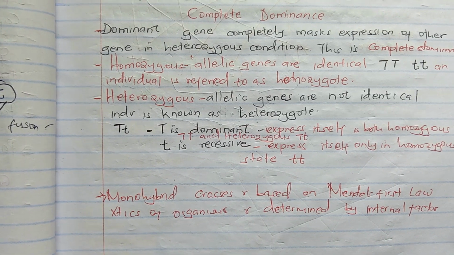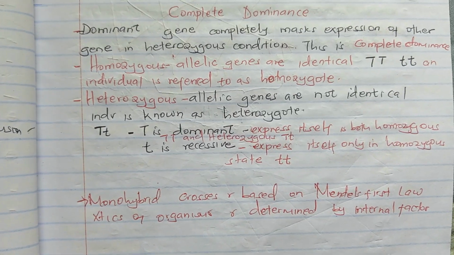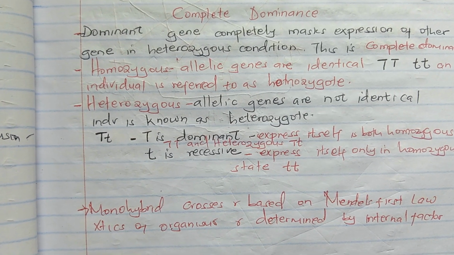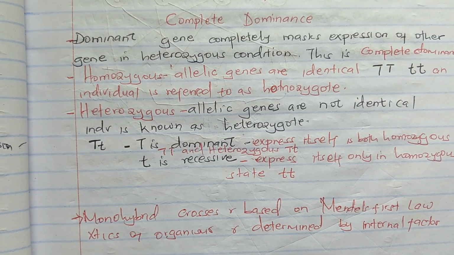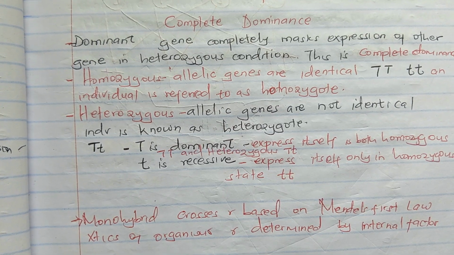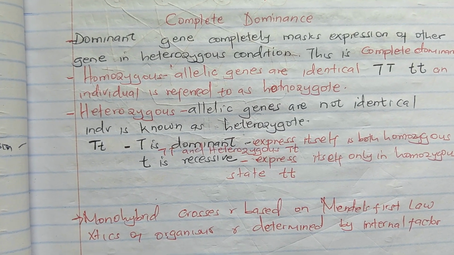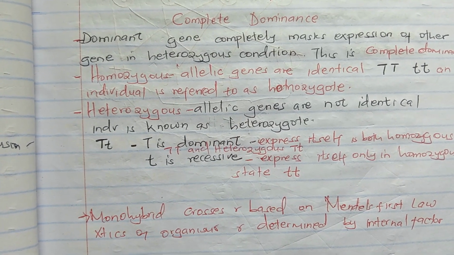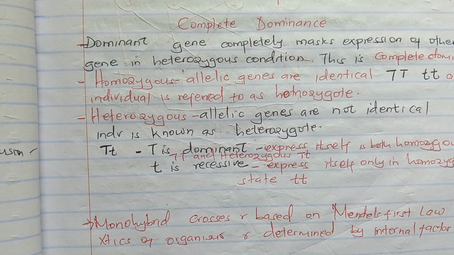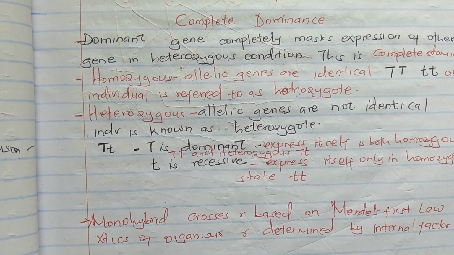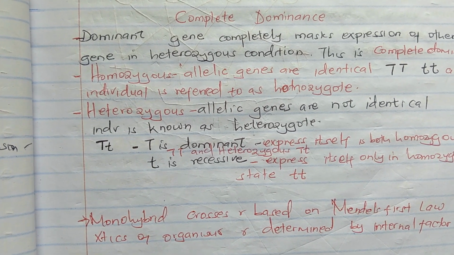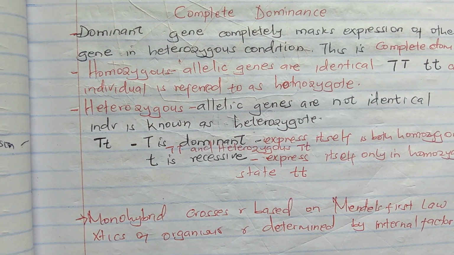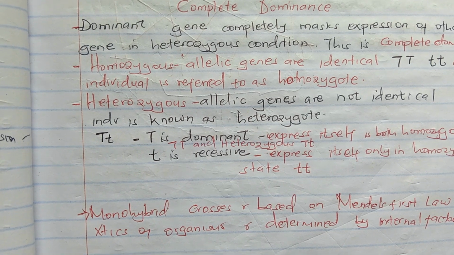Complete dominance, as I said earlier, means the dominant gene is completely dominant over the recessive gene. It completely masks the expression of a recessive gene in the heterozygous condition. Heterozygous condition is where both of them are present. For homozygous, the allelic genes are identical. They can be either capital T or small t. Those are homozygotes. Homo means the same.